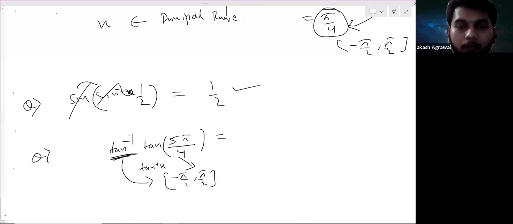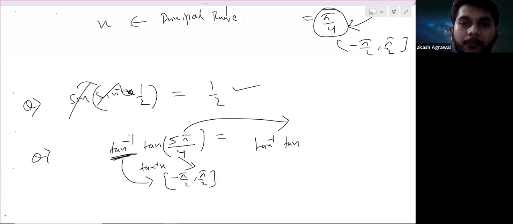So what we have to do, we have to solve this. And how to solve this? Remember, इसको simplify करना पड़ेगा. All right, it will be taking few steps. तो इसको हम simplify कैसे करते हैं? 5π/4 को we can write 4π plus π/4. So can I write this as tan inverse tan of π plus π/4?